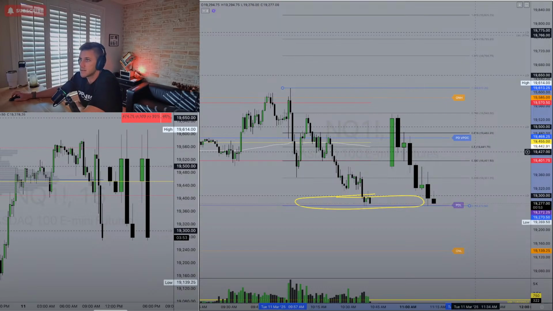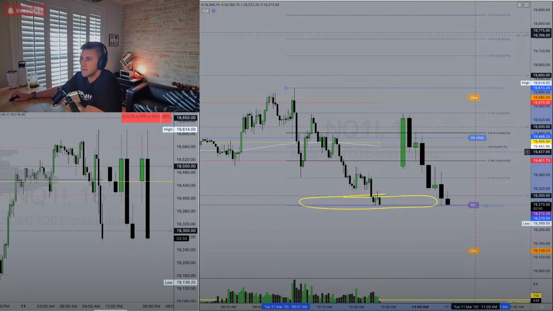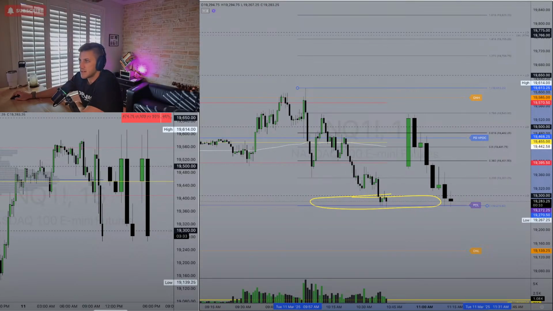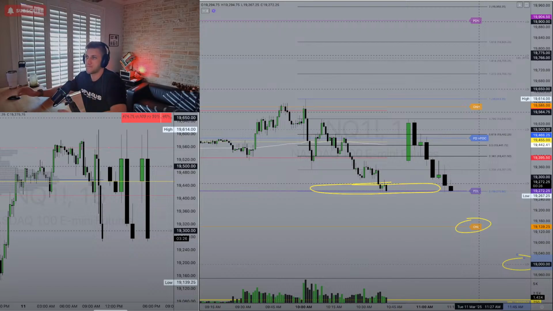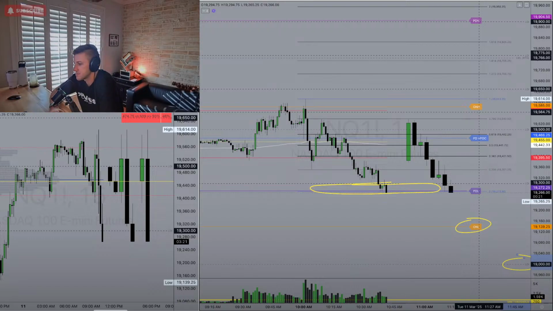And there it is. No reclaim of the 300. There's your new low of day. So what's our overnight low? 139. That's your downside reference point right through there. And then your next level of interest way down here, 19K. Two areas to monitor.